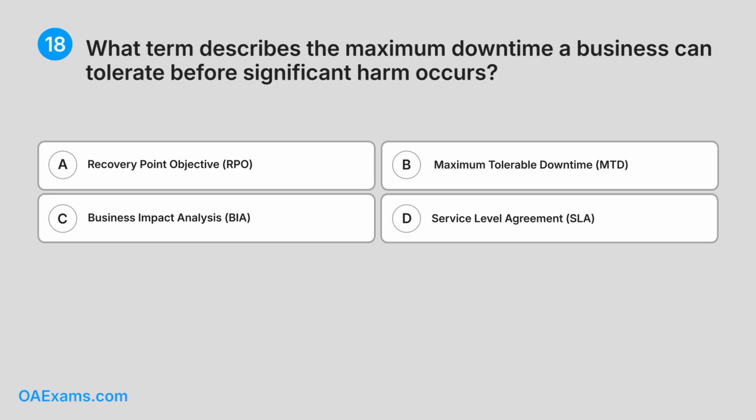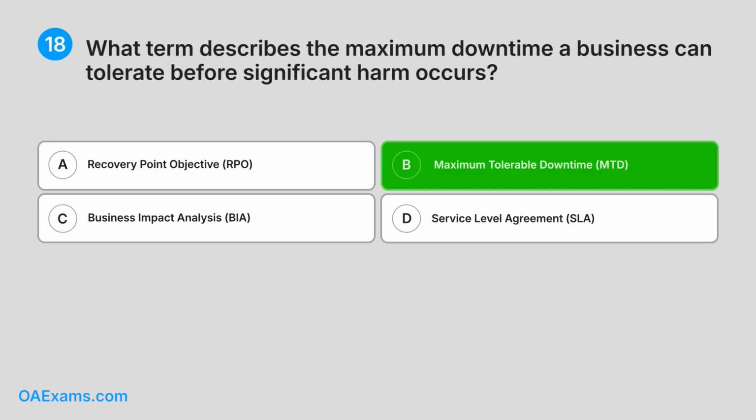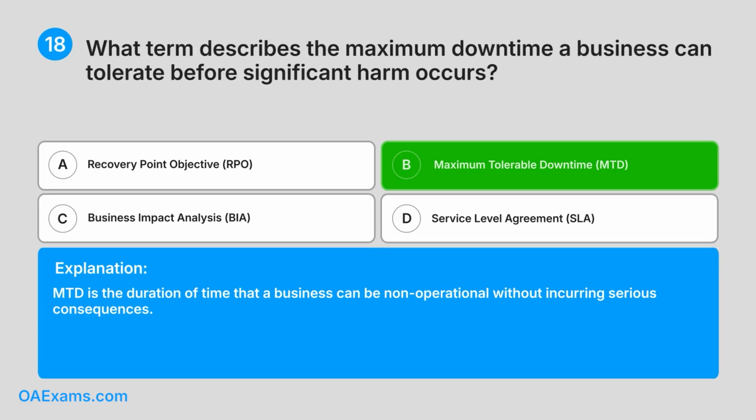Correct answer. B. Maximum tolerable downtime. Explanation. MTD is the duration of time that a business can be non-operational without incurring serious consequences.